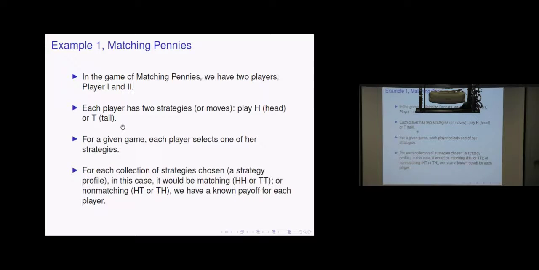Now for each collection of strategies chosen, the fancy name is the strategy profile. In this case, the collection of strategies will be either HH, which is matching, or TT, also matching, or the other case is non-matching, so it's HT or TH. So the collections of strategies are called strategy profiles. For each profile, like HH or TT or HT or TH, we have a known payoff. You are playing games, you make some small bet, so we have a known payoff for each player.